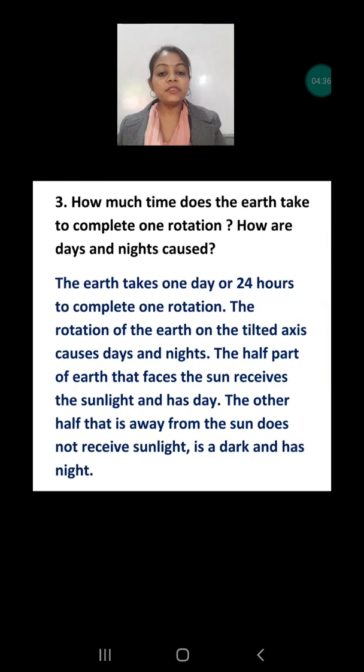Okay, so let's read this answer. The earth takes 1 day or 24 hours to complete one rotation. The rotation of the earth on its tilted axis causes days and nights.